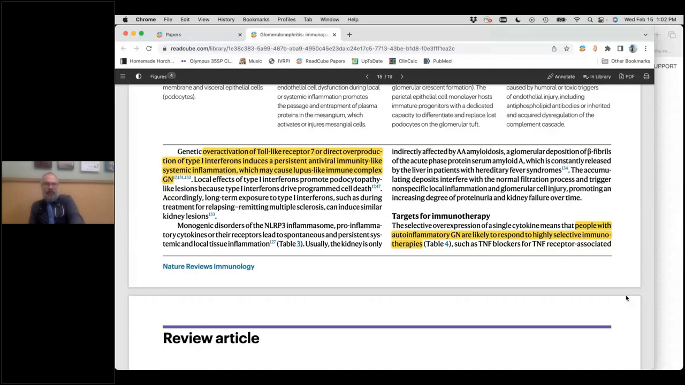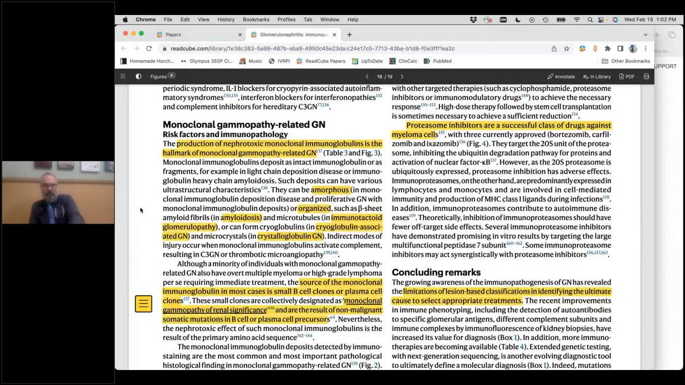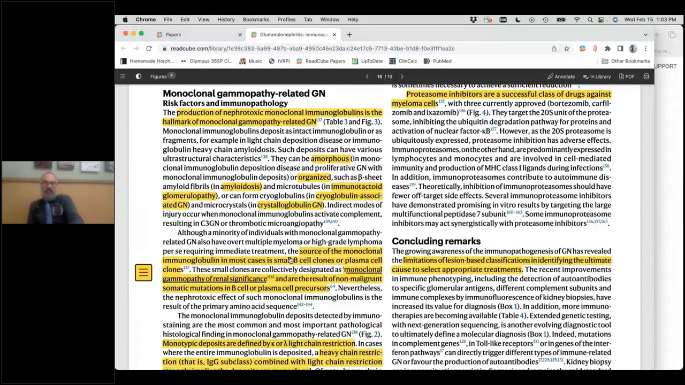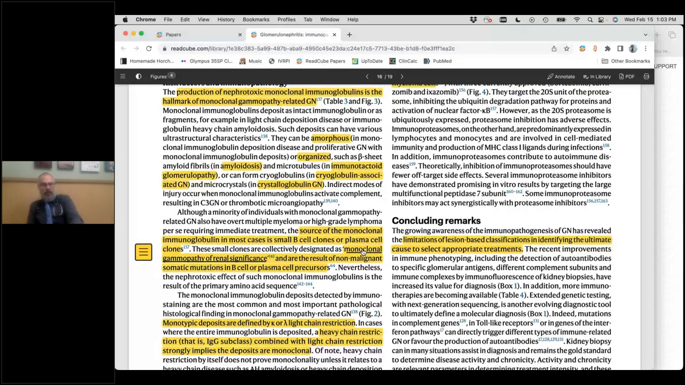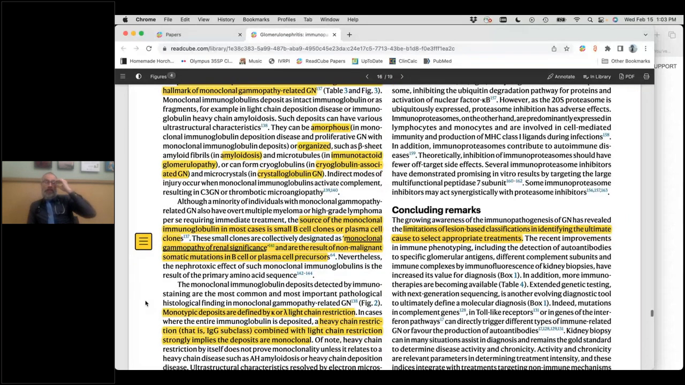And then the last one is the monoclonal ones. These are going to be patients who have monoclonal deposition of immunoglobulins, and it's going to be either B cells or plasma cells that are producing too much. It could be related to neoplasia, or it's just a benign proliferation of these cells, and we get this monoclonal gammopathy of renal significance. MGRS is what it's called, and it's not cancer, but these abnormal B cells are producing antibodies that get deposited in the kidney.